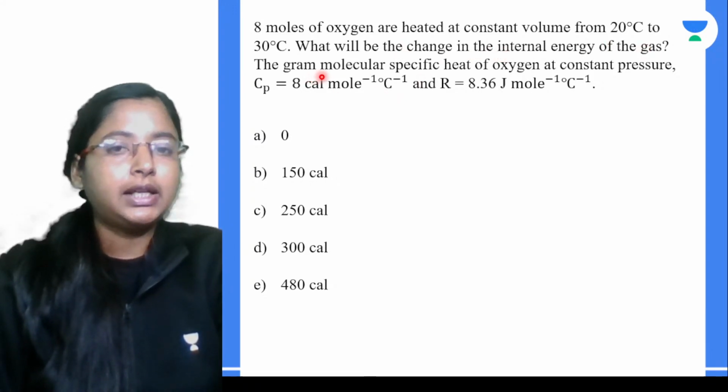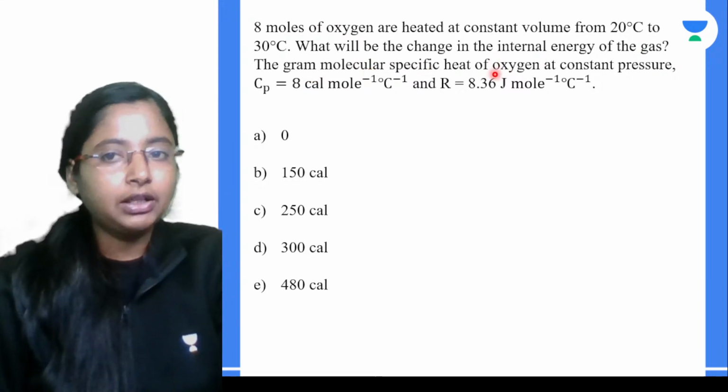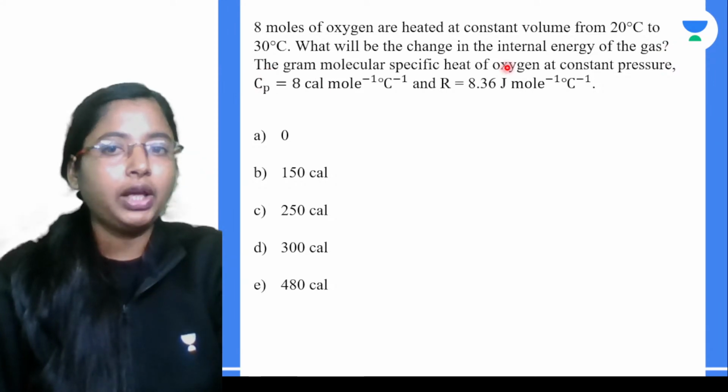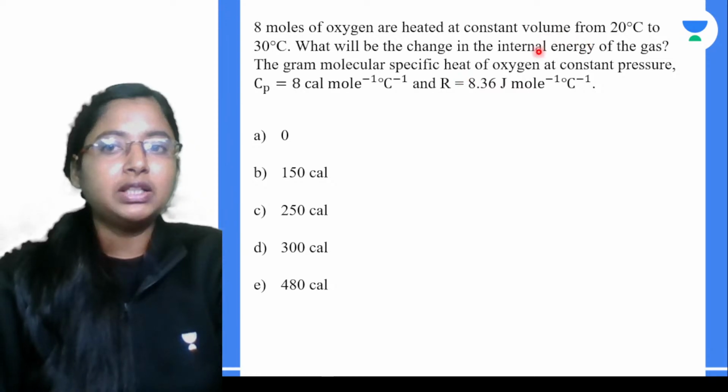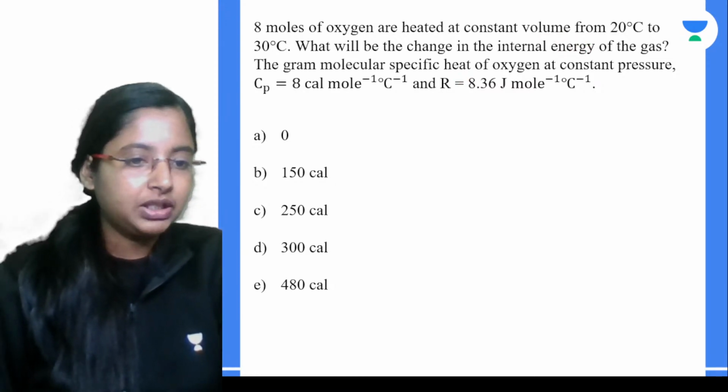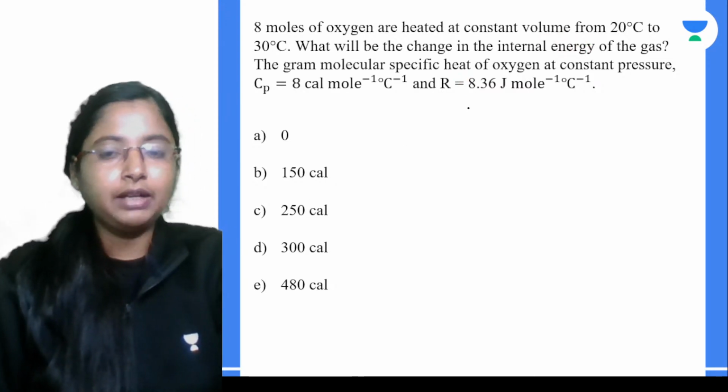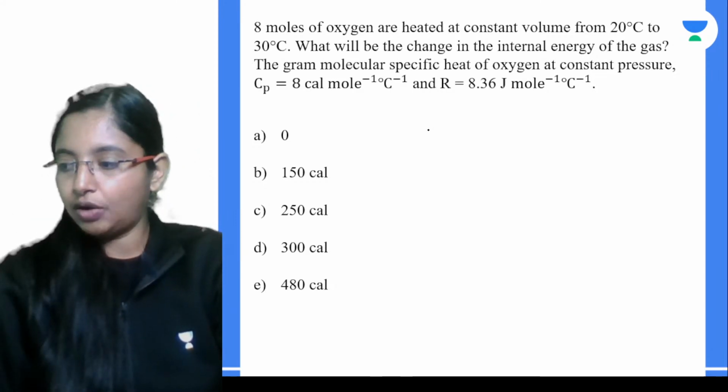The gram molecular specific heat of oxygen at constant pressure is given, that is Cp is given. The universal gas constant is also given. Now, what is the change in internal energy? This is the question that connects to the first law. You have to use the first law of thermodynamics.